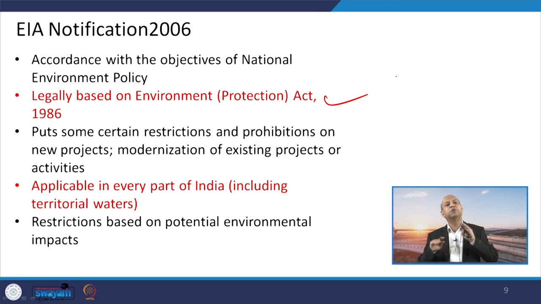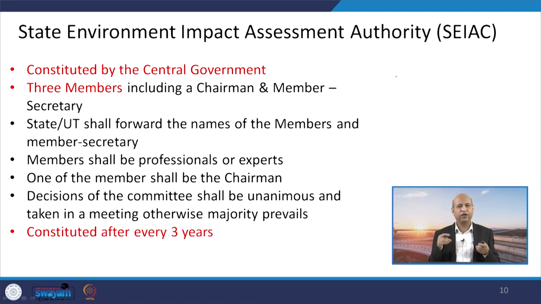And it is applicable to every part of India, including territorial waters and all components of national boundaries. Then restrictions based on potential environmental impact, that is the important thing, because we have to keep the environment in mind every time we talk of any development or industrial activity. Then the State Environmental Impact Assessment Authority was made. It is constituted by the central government, with three members including a chairman and a member secretary. The state or union territory will forward the names of the members and member secretary to the center for approval, and those members shall be professionals or experts.